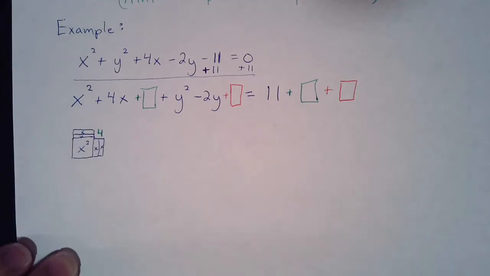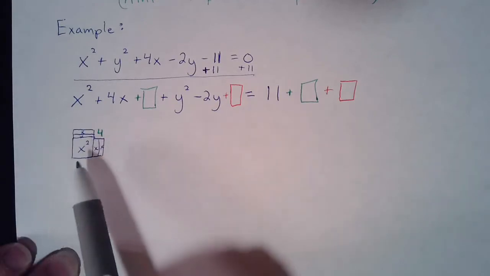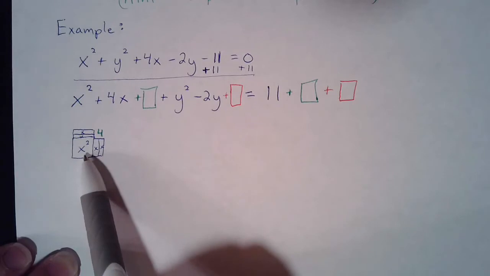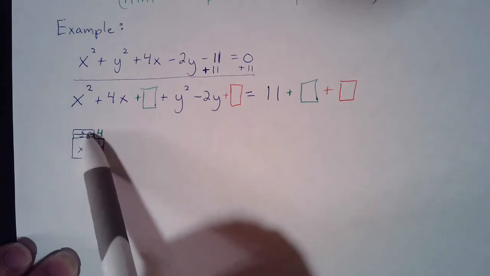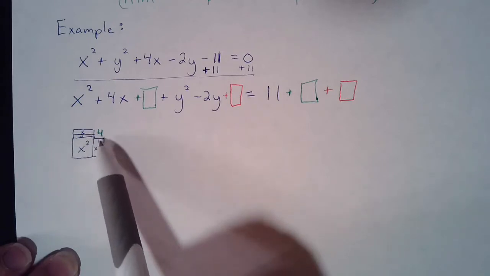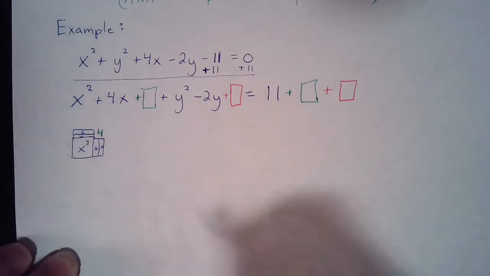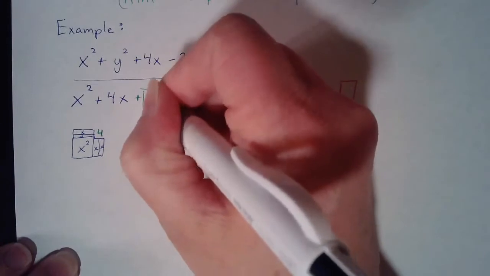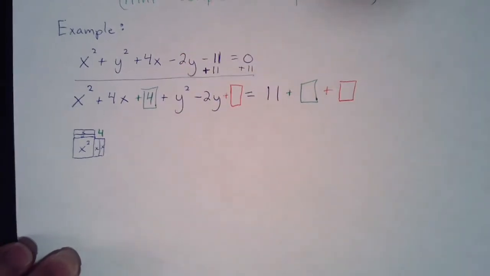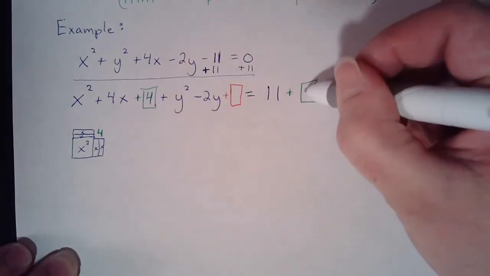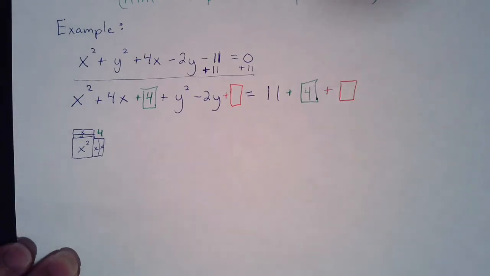So completing the square for the x's, I've drawn the tiles. I've got one x squared tile, 4 x bars, so that when I split them up like this, it's going to take 4 units to complete that square. So I'm going to be adding 4 in that part to complete the square for the x's, which means I've got to do the same thing on the right side of the equation.